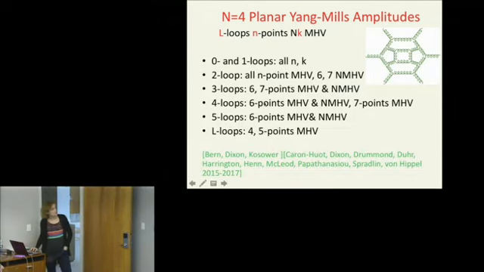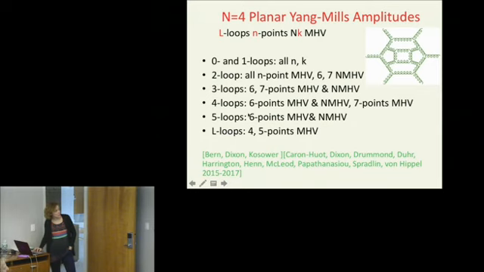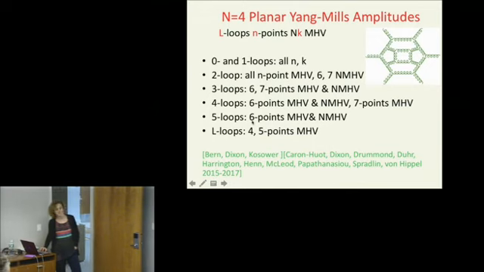Okay. So now if we go to 3 loops, you see it's 6 and 7 MHV. Then if we go further, starting at 4 loops, only 6 points MHV are known. Okay? And because of various properties of this theory, all 4 and 5 points are known to all loops. So the first non-trivial ones would be starting at 6 points. Okay, so that's the status of these computations.